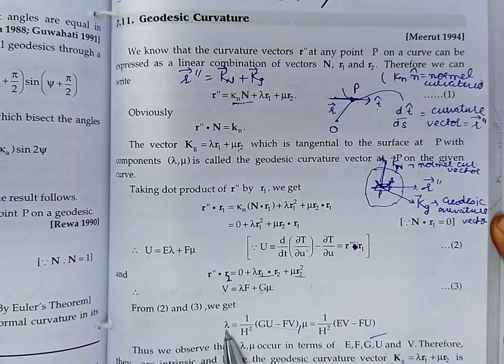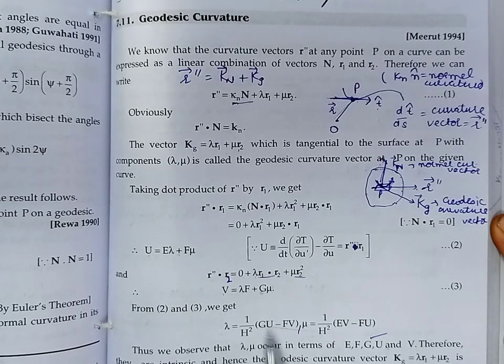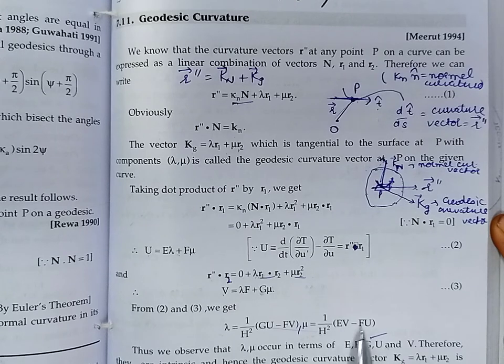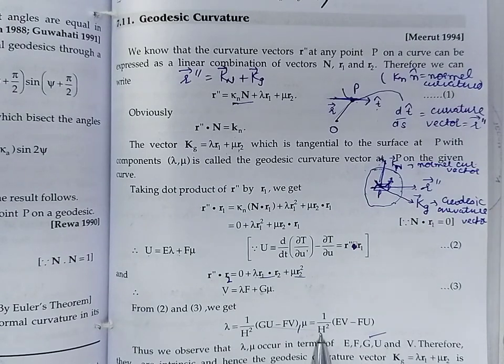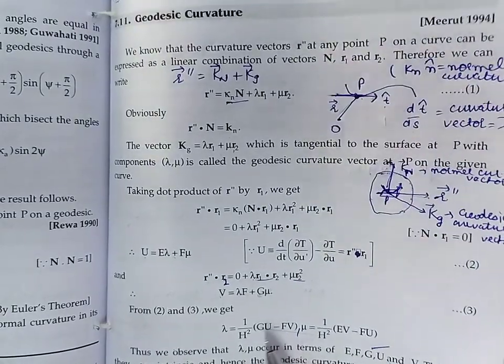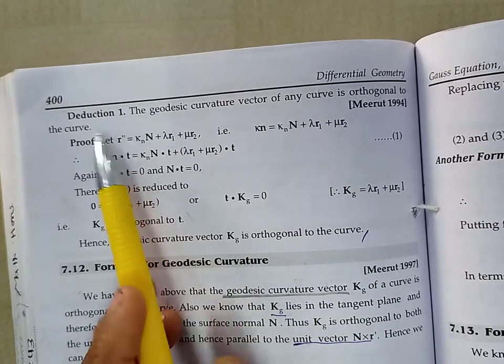And lambda is given by (Gu minus Fv) divided by h square. And mu is given by (Ev minus Fu) divided by h square. So these are the components of geodesic curvature. Now, next there is a deduction.